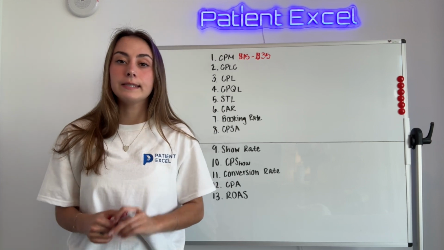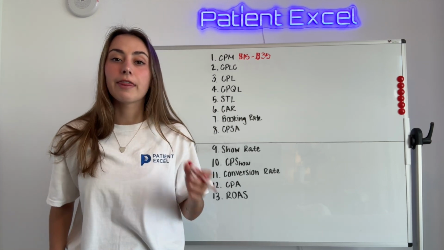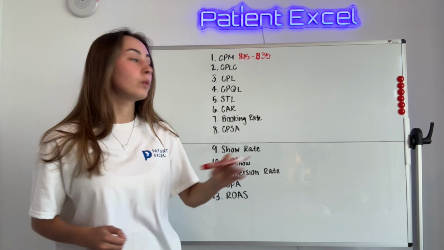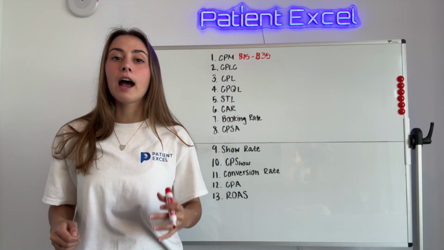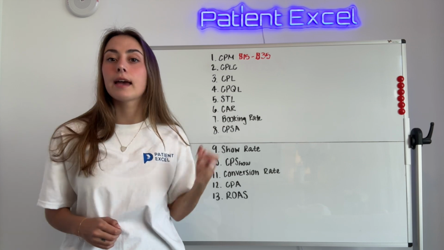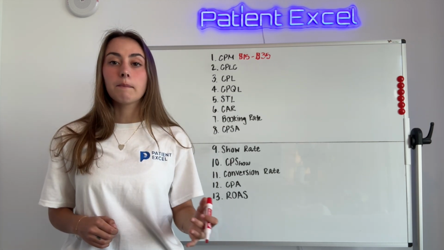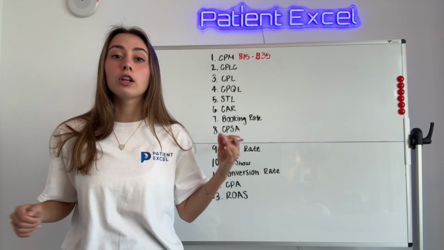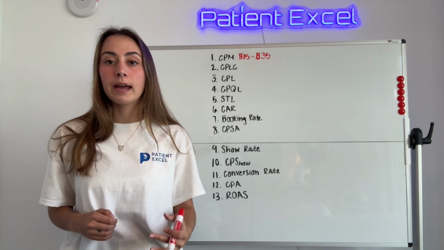So to begin, CPM stands for cost per mille, which is your cost per 1,000 impressions. Ideally, you want your CPM to be between $15 and $35 because this will give you an idea on how much you'll be spending to get leads and other metrics down this list. Typically, the lower your CPM cost, the lower your other metric values will be.